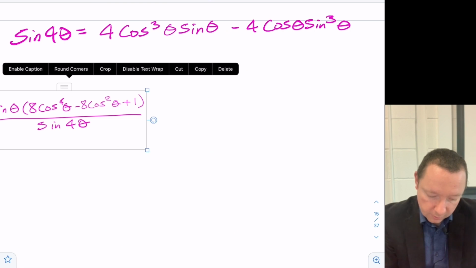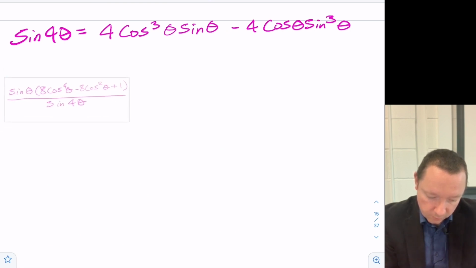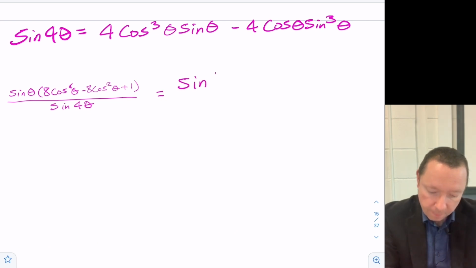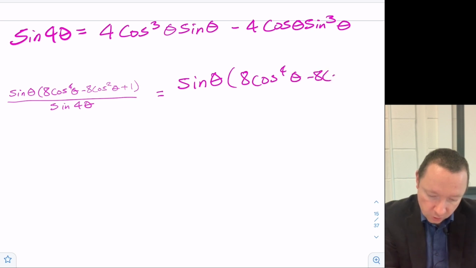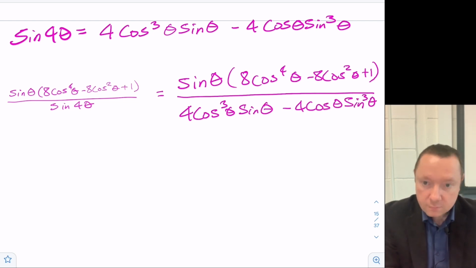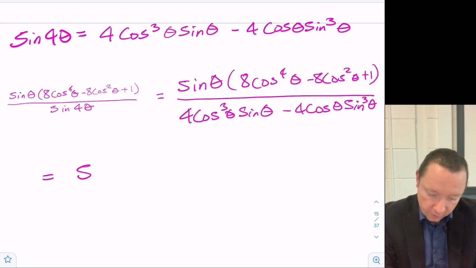Subbing it in, remember that's what we've got. That's going to be sine theta times 8 cos to the power of 4 theta minus 8 cos squared theta plus 1 all over 4 cos cubed theta sine theta minus 4 cos theta sine cubed theta. Taking sine theta out as a common factor on the top, but taking it out on the bottom as well so we can get rid of the sines.